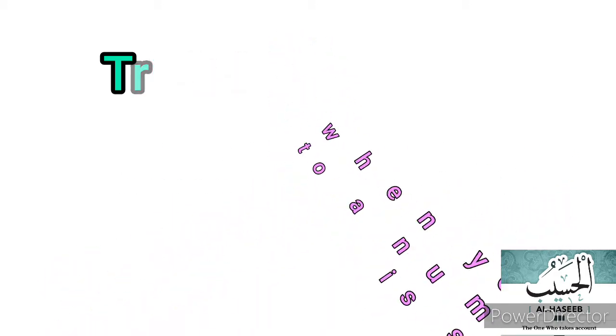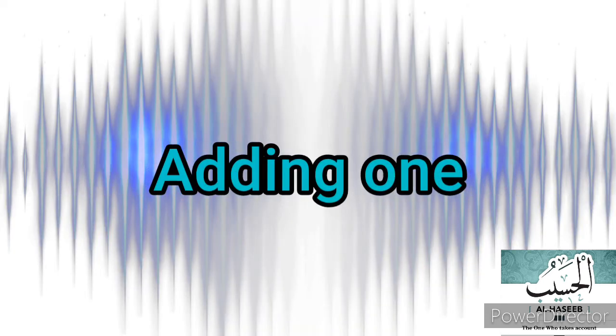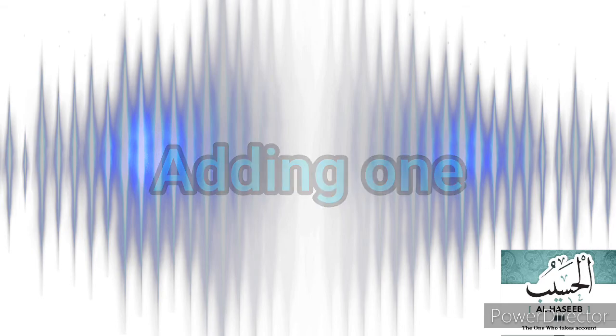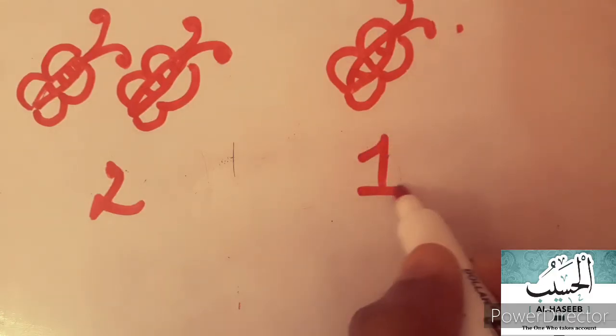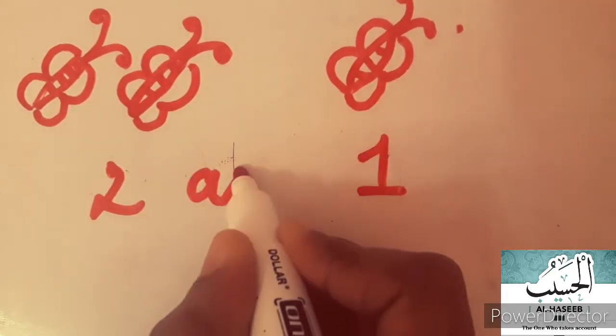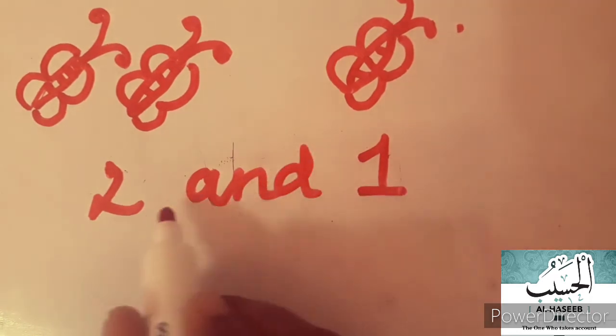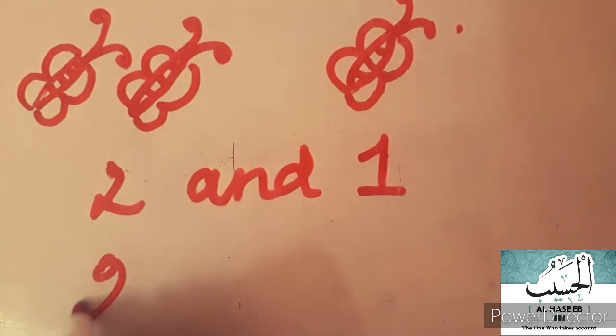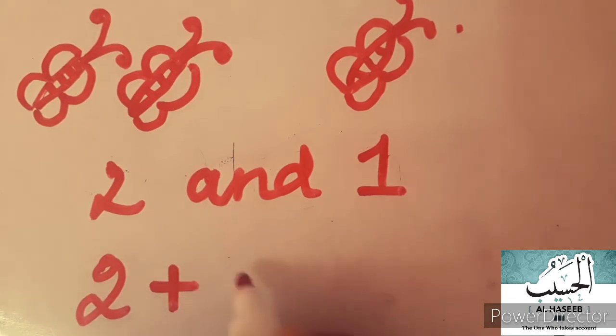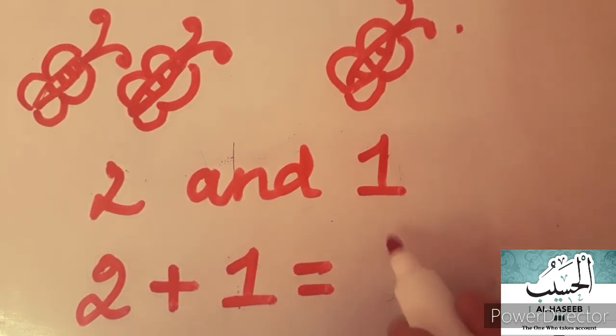Friends, finally we are going to see adding 1. It's very easy, friends. Friends, let us check here. There are 2 butterflies and 1 more butterfly. Then we can put 2 plus 1 is equal to altogether 3.